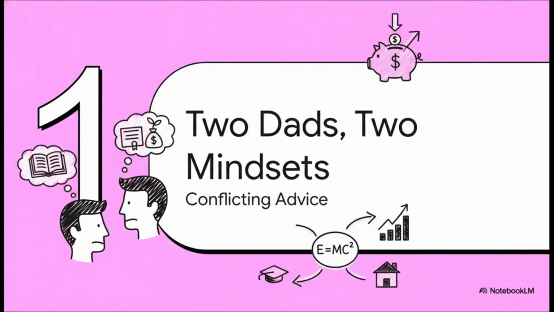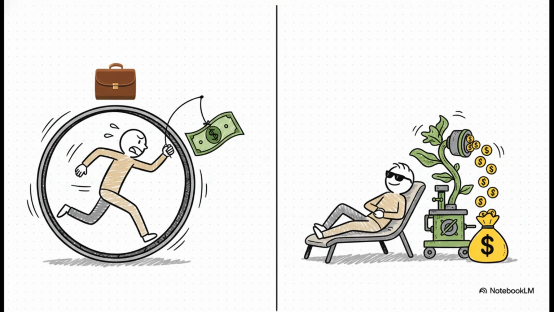Okay, so to really see this in action, we're going to dive into one of the most famous financial stories out there, Kiyosaki's experience with his two mentors. There was his poor dad, who was actually his biological father, a very highly educated man, and then there was his rich dad, his best friend's father. And right away, you see this huge split in what they thought was important.